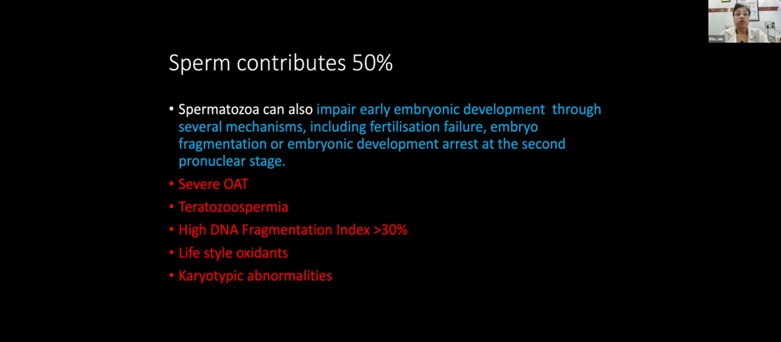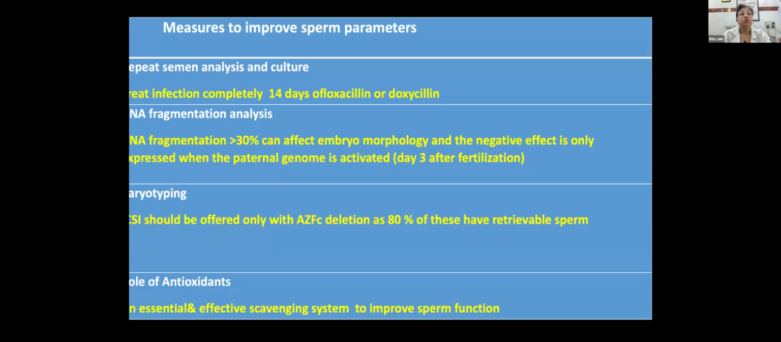Now, we know that sperm also contributes to aneuploidy in almost 50% of the cases whenever there is a failed fertilization, especially in cases of severe OAT, the karyotypic abnormalities need to be ruled out. And with changing lifestyle, we know that lifestyle oxidants are increasing to a great extent, and also with increased use of preservatives and endocrine disruptors and habits, lifestyle, smoking and alcohol, teratozoospermia is on the rise. So another measure is to improve sperm parameters.